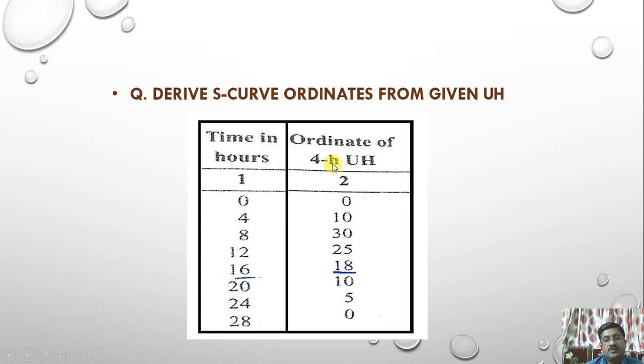The ordinates of the 4-hour unit hydrograph are given in column 1 and column 2. The time in hours is given as 0, 4, 8, 12, 16, 20, 24, 28, and the corresponding ordinates of the 4-hour unit hydrograph are 0, 10, 30, 25, 18, 10, 5, 0.